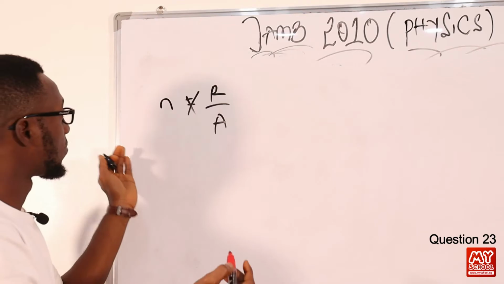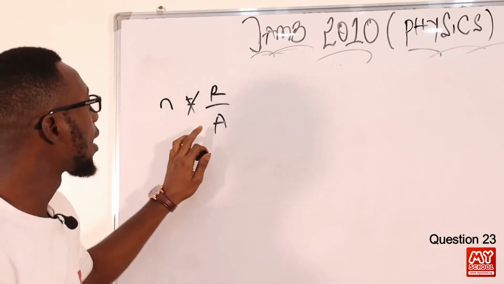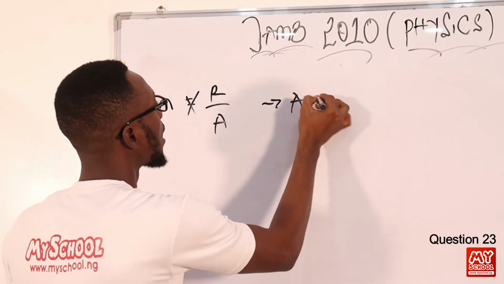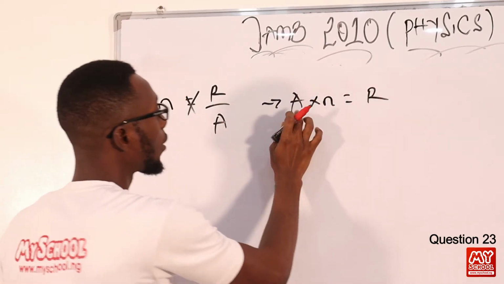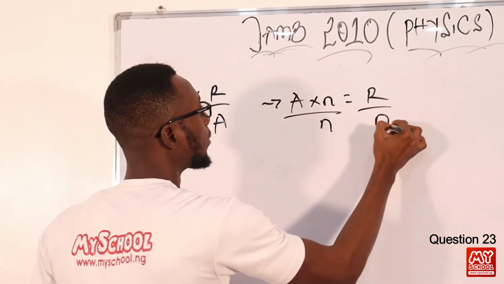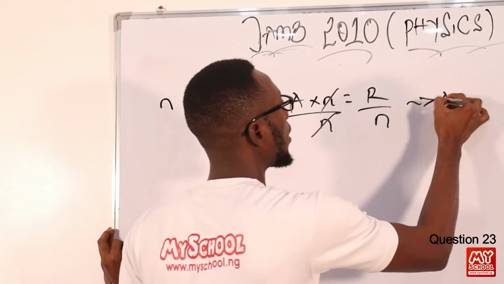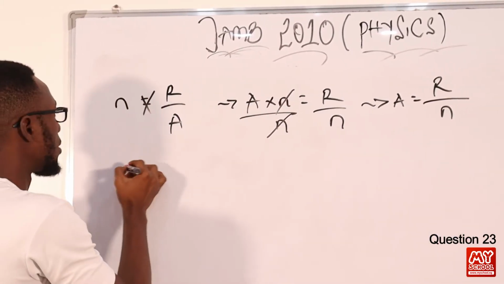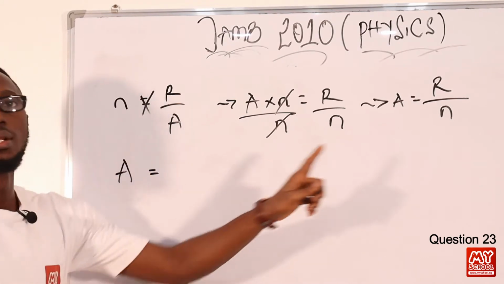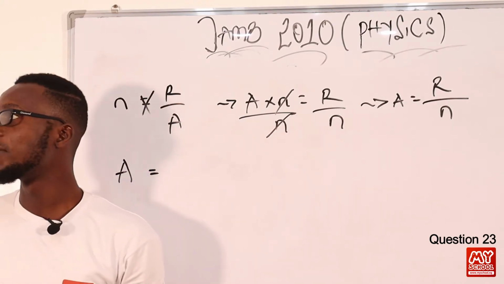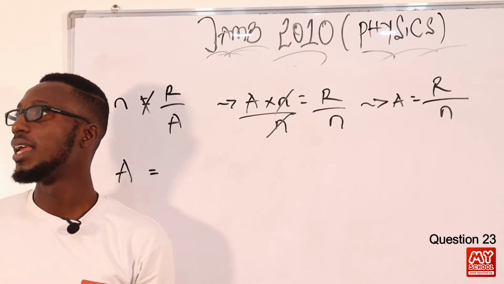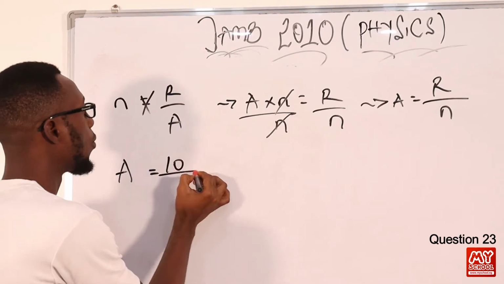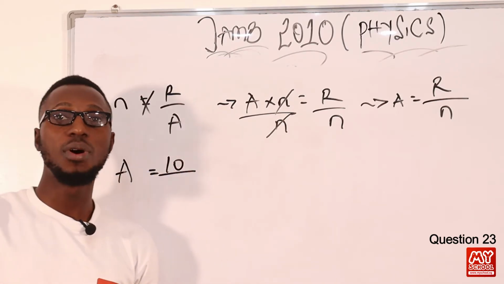Let me just use letters to represent them. So right there, I'm asked to look for my apparent depth. So if I cross multiply, I have A times N equals R. So I'm looking for A, I divide both sides by N. So that implies that A equals R over N. So I should have my A equals, my real depth is given as 10 centimeter below the plane surface. So I have 10 over my refractive index, that is 1.50.